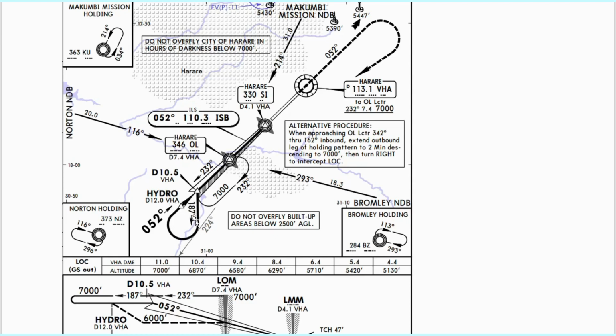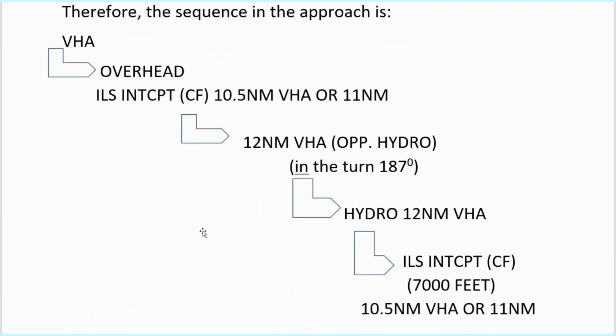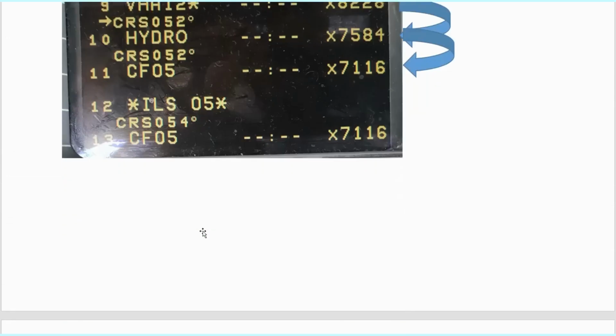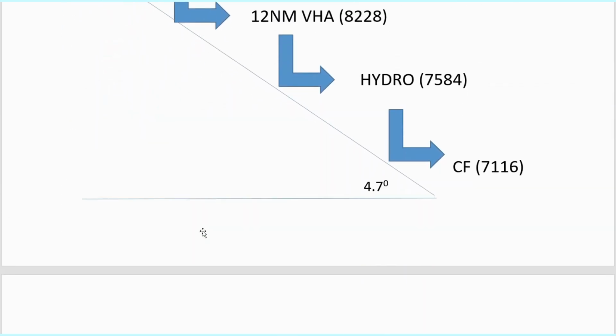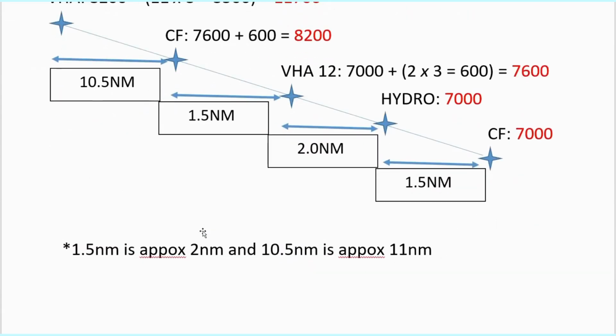Okay, so the remaining distance here from Victor Hotel Alpha 12 miles to hydro is going to be 5 minus 3, which is 2 nautical miles. Okay, I hope that makes sense. So if you see this distance here, I gave it 2 nautical miles, which is from hydro to the Victor Hotel Alpha 12 nautical miles point, which is on the 45-degree leg.